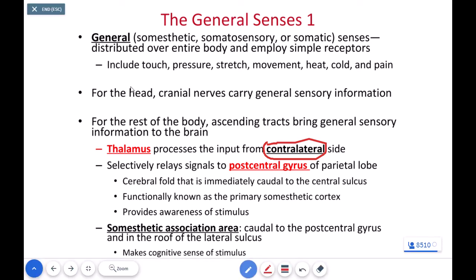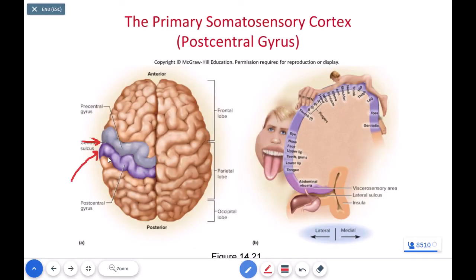As we look at the association area for general sensation, it's referred to as the somatosensory association area, and it's going to be posterior or caudal to that post-central gyrus. So this region of the brain that's right here, directly posterior or caudal of the post-central gyrus, is the association area for our general senses. That information is first sent from the thalamus to the post-central gyrus, and then from the post-central gyrus, the association area helps us to interpret it and make sense of it.